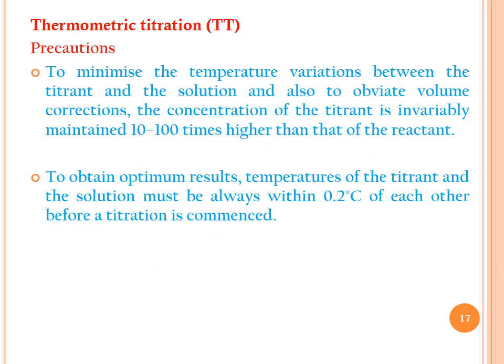There must be a precaution during the thermometric titration to minimize the temperature variation between the titrant and the solution, and also to obey volume correction. The concentration of the titrant is invariably maintained 10 to 100 times higher than that of the reactant. To obtain optimum results, the temperature of the titrant and the solution must always be within 0.2 degrees centigrade of each other before a titration is commenced.